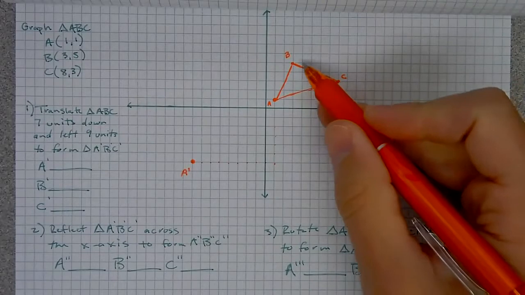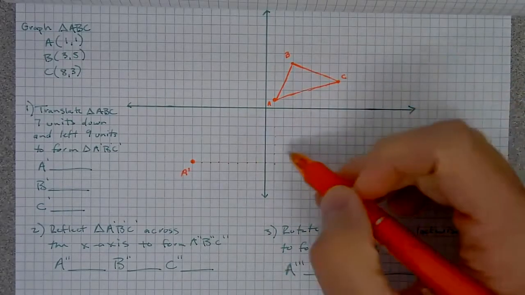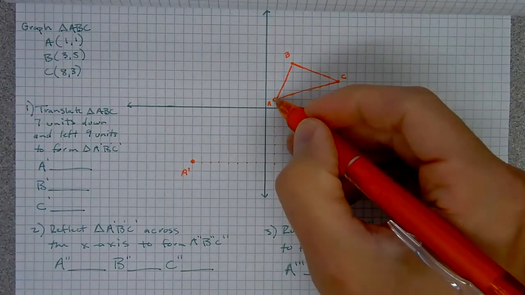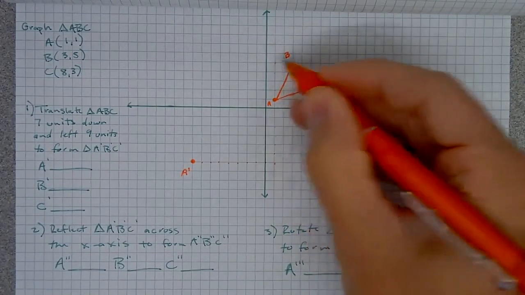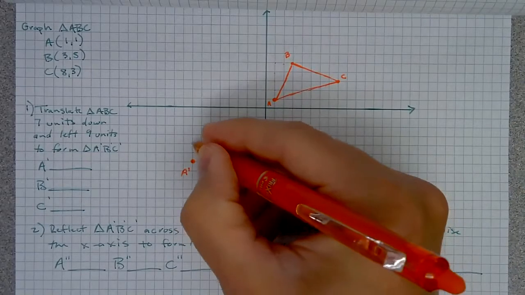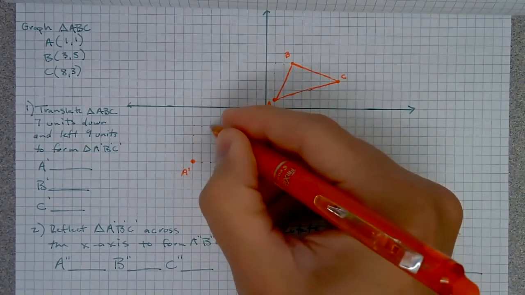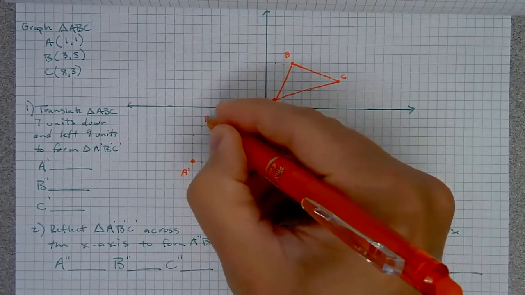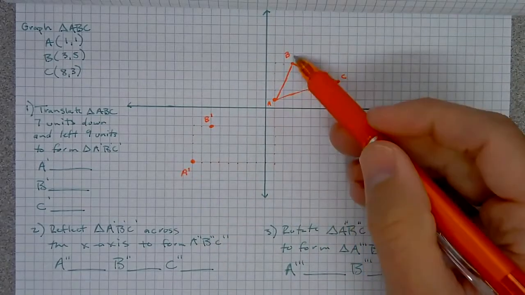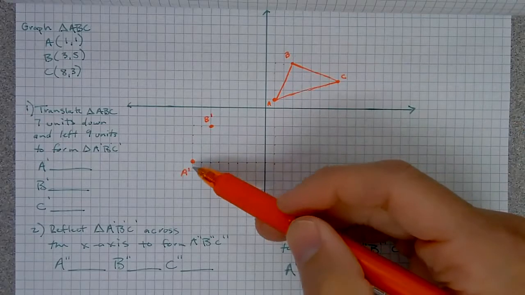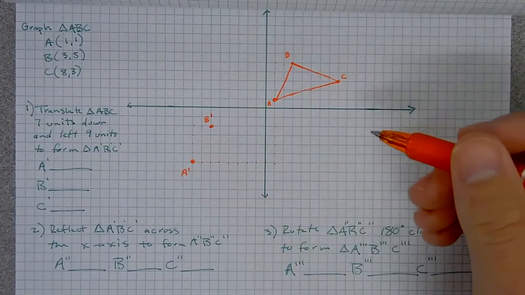Okay, so from there you can do the same thing with B and the same thing with C. Or you can just count from A to B: up 4 and over 2. A little easier. You know the shape's not going to change sides, so if A to B is up 4 over 2, then A prime to B prime should be the same.